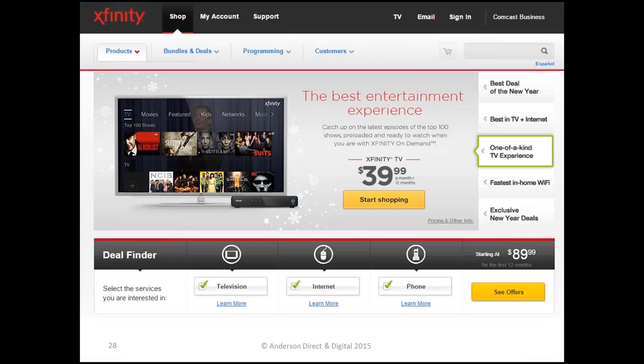Let's look at an example here. Xfinity is an entertainment service, and you can see here on their homepage, their headline is the best entertainment experience. And then additionally, on the right-hand side, they have claims like best in TV and internet, one of a kind, fastest in-home Wi-Fi. That's a difficult one to believe. So all of these over-the-top claims are giving potential customers a lot of doubt that these things could be true.